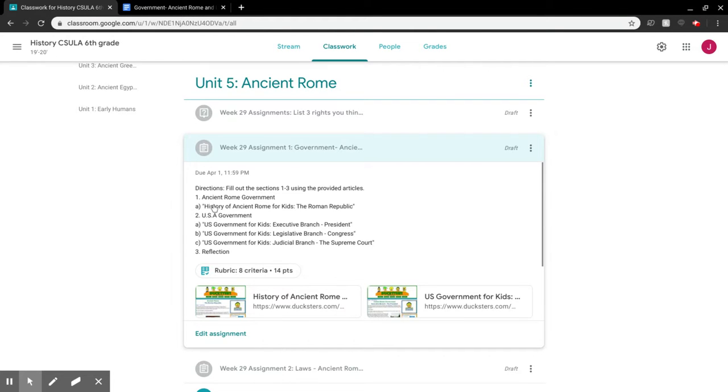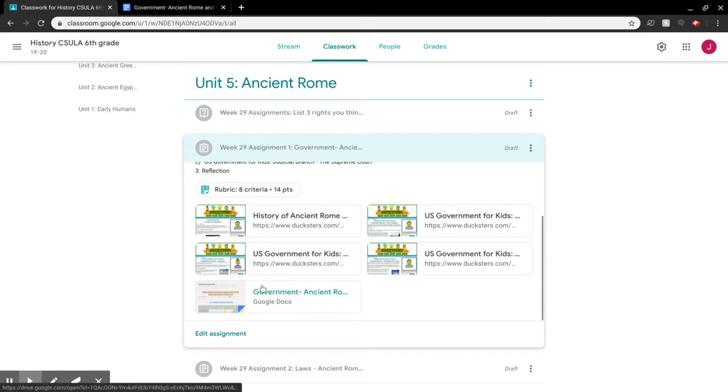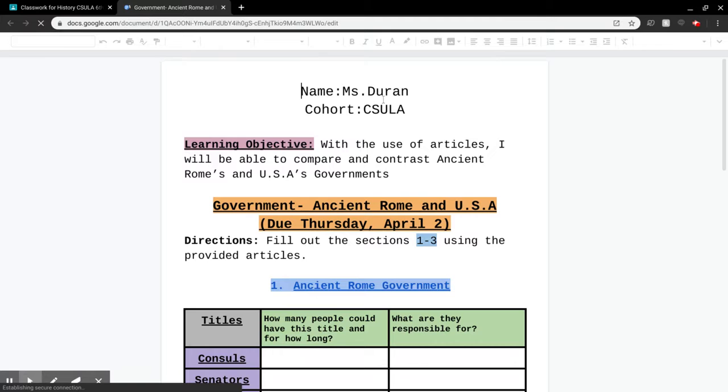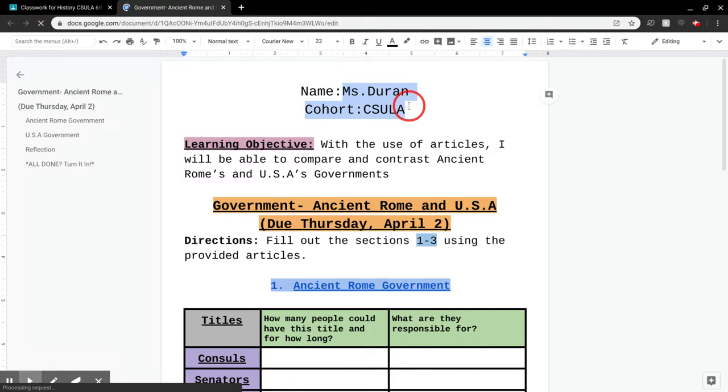For the ancient Rome government, it's telling us we need to use the article History of Ancient Rome for Kids, the Roman Republic. So let's go through that first one together. I'm going to open up the handout I have right here. I already have my name and my cohort.